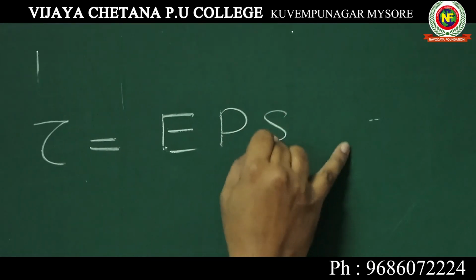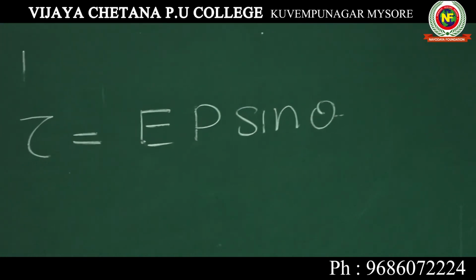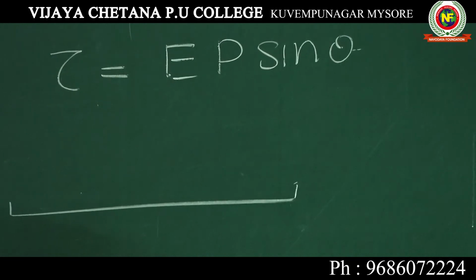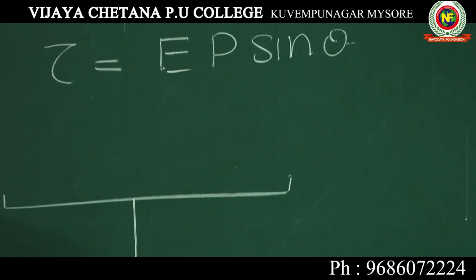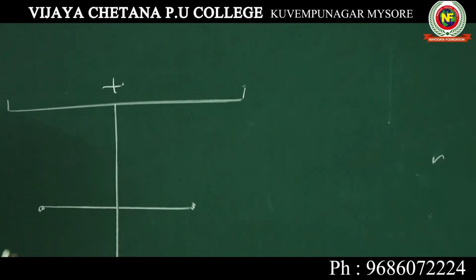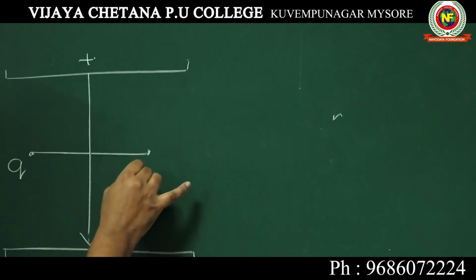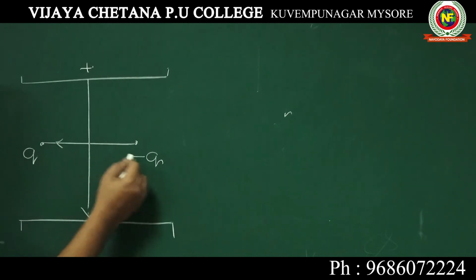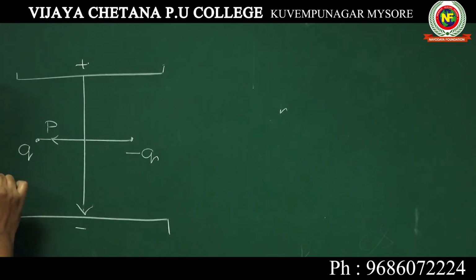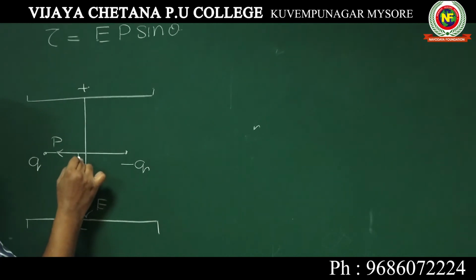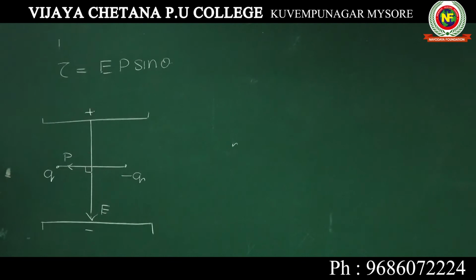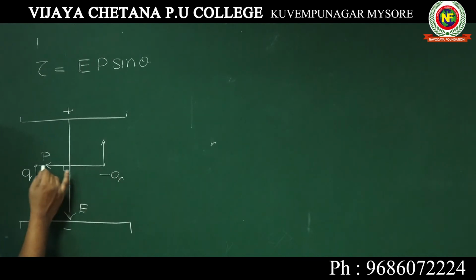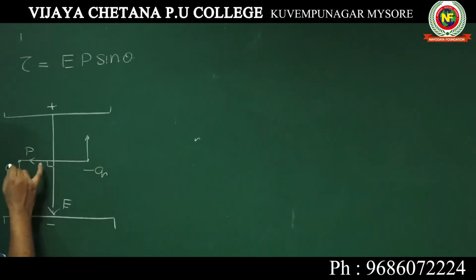Torque is equal to EP sin theta in magnitude. See, if you consider a dipole placed in an electric field like this, electric field direction from positive to negative, positive charge and negative charge, the two charges of the dipole like this. Dipole moment direction is from the negative charge of the dipole to the positive charge. Electric field like this, the angle in between is 90. When the angle is 90, the two forces have been separated by a very long distance. Arm length is very large.